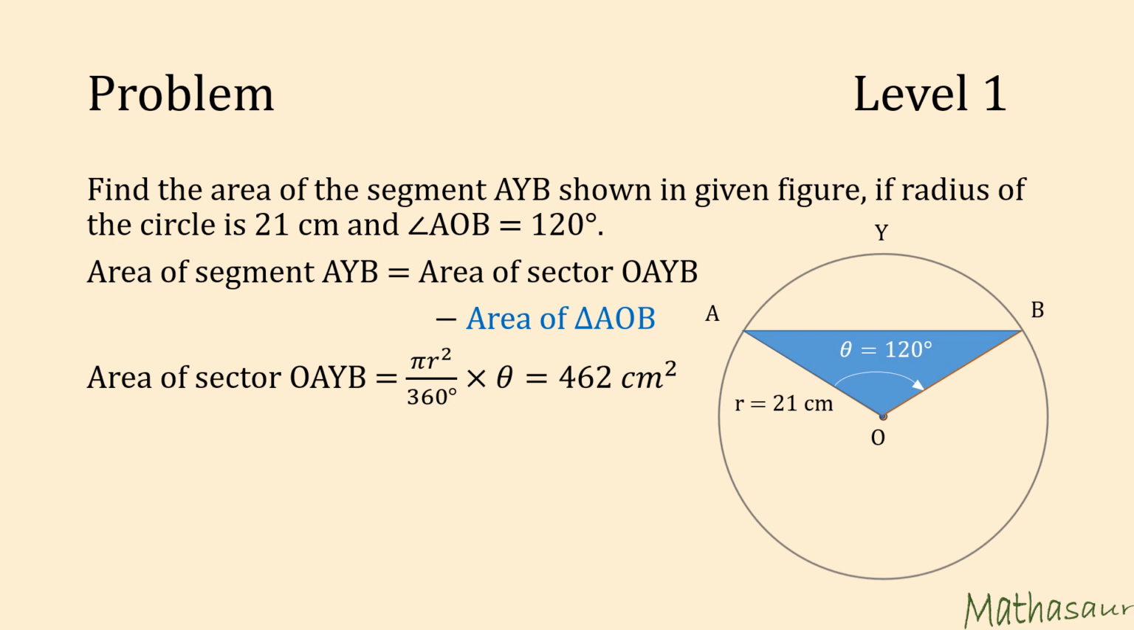Now the area of triangle AOB. Recall what we did in the previous example. We shall drop a perpendicular OM. And now we shall prove that triangle AMO is congruent to triangle BMO. Let us quickly do that.